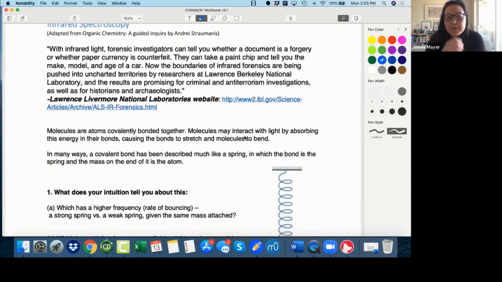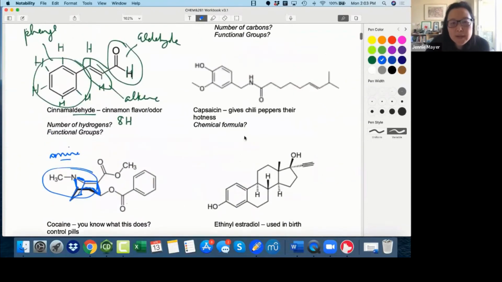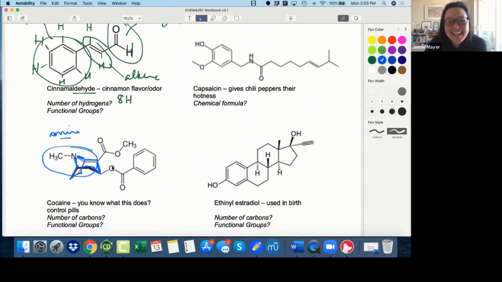Okay, so for the next half hour or so, I'm going to tell you how we know, let's say, whether you have cinnamaldehyde or whether you have cocaine. You walk into the lab and they're like, look, this person had this white powder. Do you know what this is?